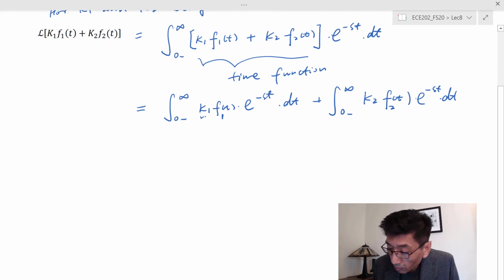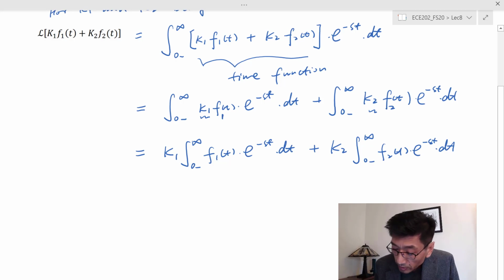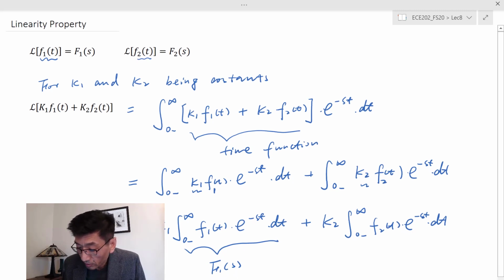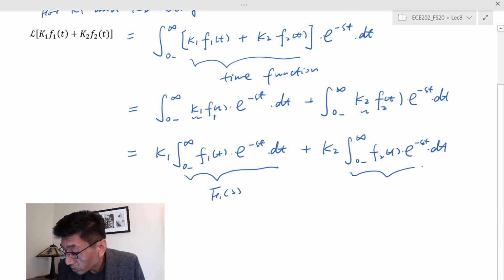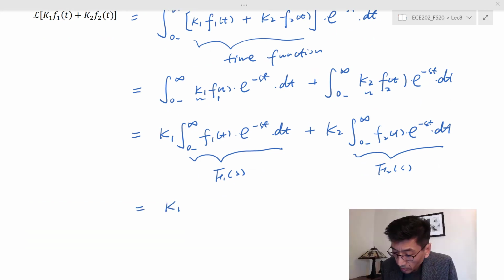Since k1 and k2 are constants, we can factor them out and move them from the integrand to outside of the integral. So we get k1 times the integral from 0 minus to infinity of f1(t) e to the minus st dt, plus k2 times the integral from 0 minus to infinity of f2(t) e to the minus st dt. The first integral is the Laplace transform of f1(t), which we defined as F1(s), and the second is the Laplace transform of f2(t), which is F2(s). So this will be k1 times F1(s) plus k2 times F2(s).